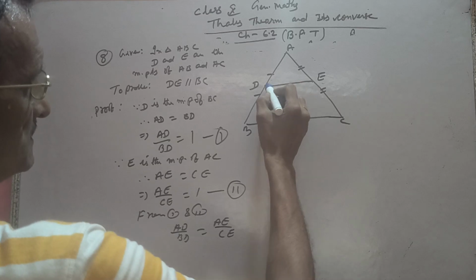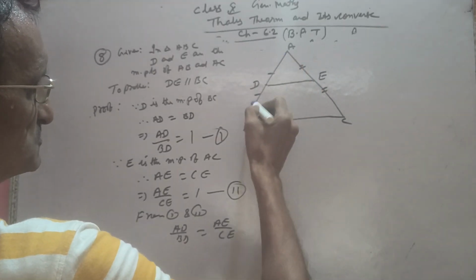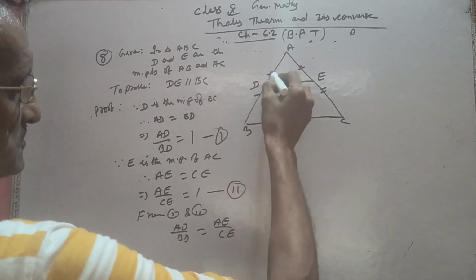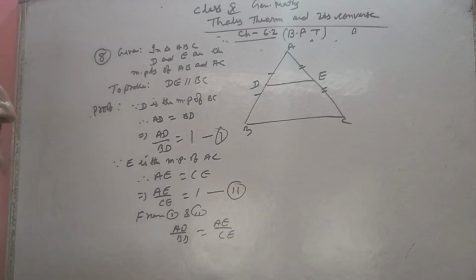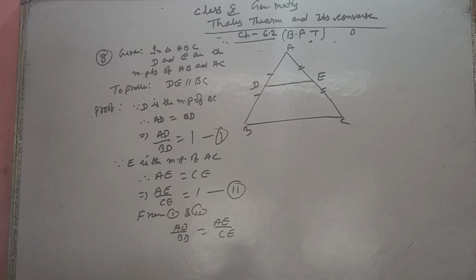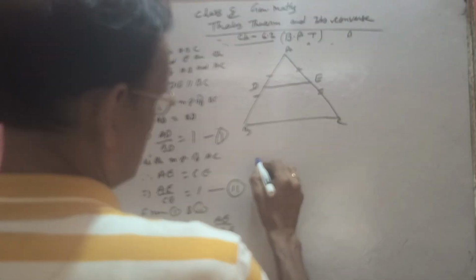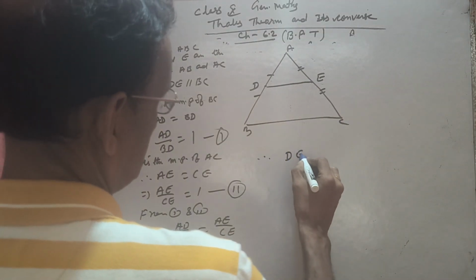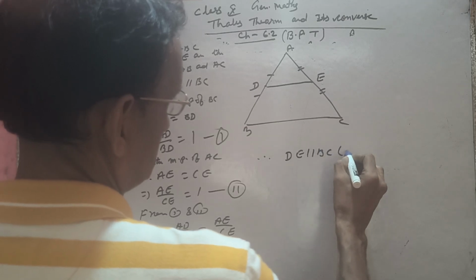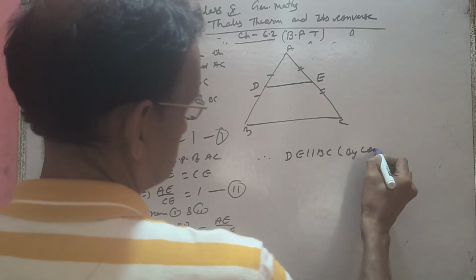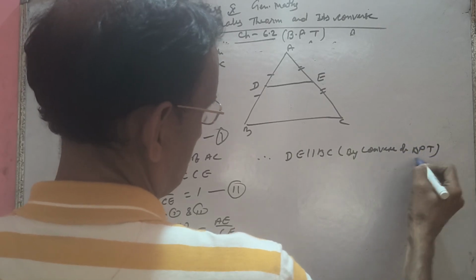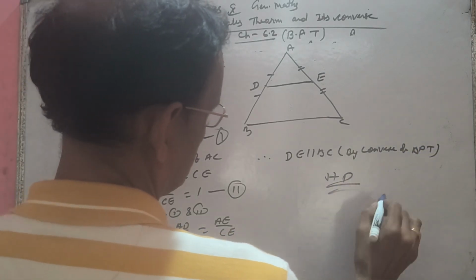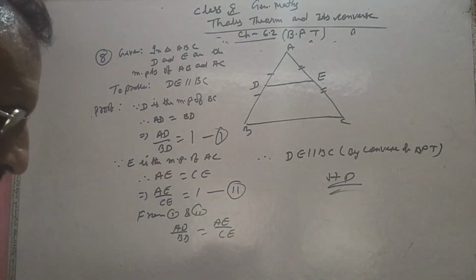Now, if a line divides two sides of a triangle in equal ratio, that is AD by BD equal to AE by CE, then it must be parallel to the third side by the converse of BPT. Therefore, what you will get? DE parallel BC by converse of BPT. So we have got hence proved. Understood?